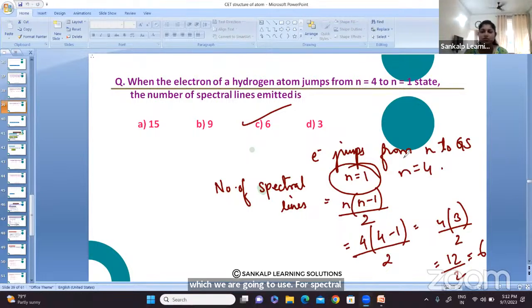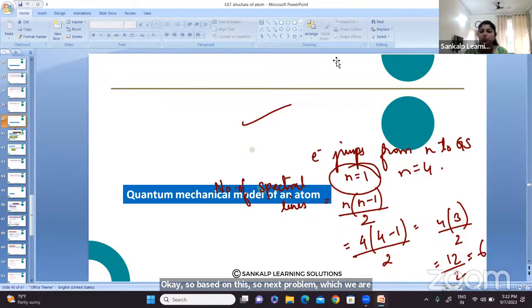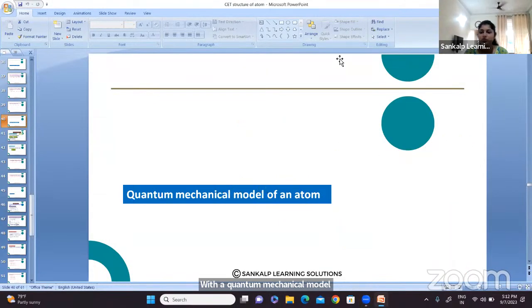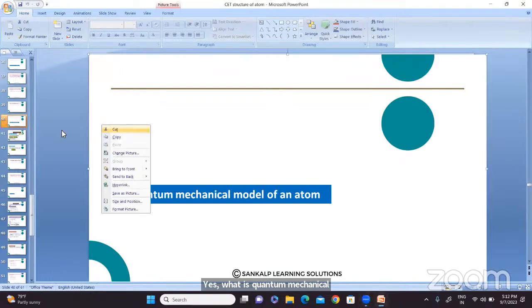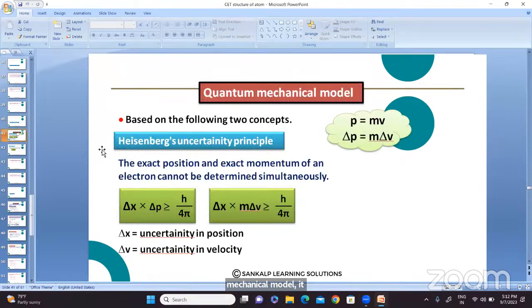Based on this, for the next problem we are going to start with the quantum mechanical model of atom. What is the quantum mechanical model? It is based upon two important concepts. The first one is Heisenberg's uncertainty principle, and the second one is the dual behavior of matter.